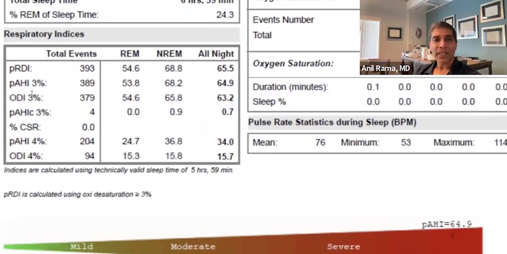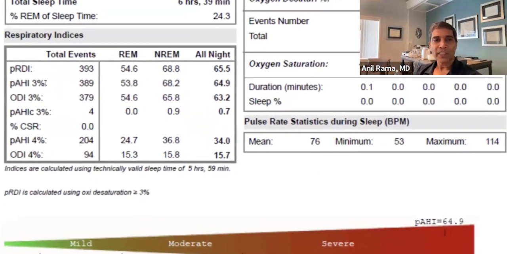And then these are the numbers, and I'm going to highlight PRDI, PHI 3%, and so on. So what do these numbers mean? Well, let's start at the bottom. ODI, that's the oxygen desaturation index. Oxygen means oxygen, desaturation means it drops, index means per hour, and that means a 4% drop. So how many times did your oxygen drop 4% per hour? And that number is 15.7 times per hour. The total events was 94, but the index is 15.7. That's why it's highlighted.